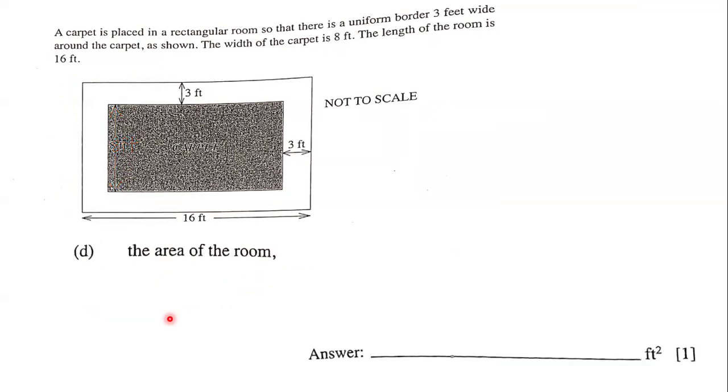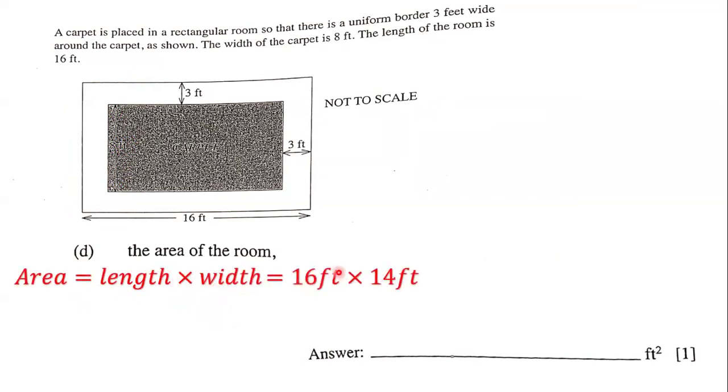Next, we're going to determine the area of the room. The area of the room is going to be the length times the width. We already know that the length of the room is 16 feet, and we just determined that the width of the room is 14 feet. So it's going to be 16 feet times 14 feet, and 16 times 14 is 224. Our answer for the area of the room is 224 feet squared.